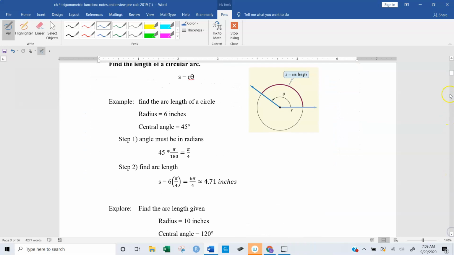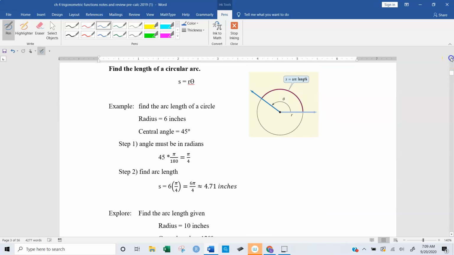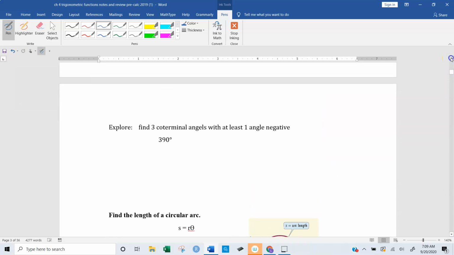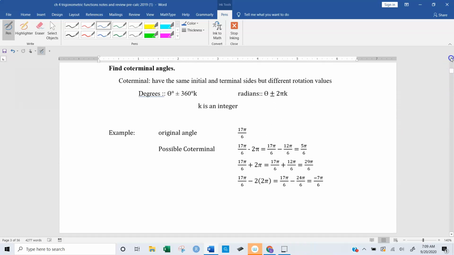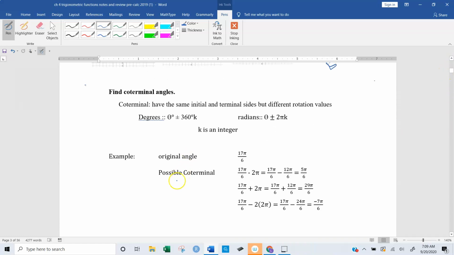Okay, coterminal means it has the exact same ending side. So it may have a different degree look, but it ends in the same spot on the circle. So we can add a full circle as many times as we want, or 2 pi as many times as you want. Either way, it's a full circle, just if it's in degrees or radians.